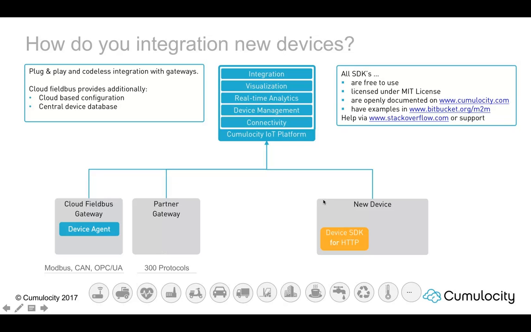Now, in case you want to connect your own device or you have a new greenfield development, how do you connect these devices to Cumulocity? For that, we propose using the device SDK for HTTP, which provides you with all the protocols and also open source software to put on your device in order to connect to Cumulocity. Now, with Release 8, what we introduce is a new additional SDK for MQTT.